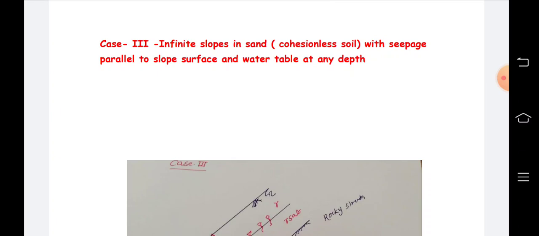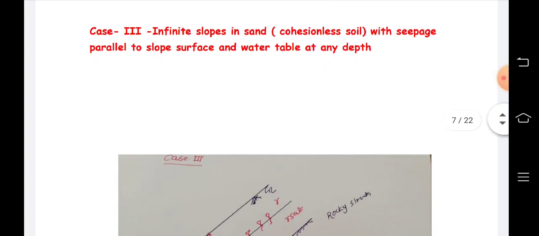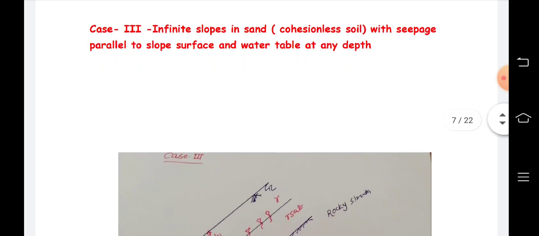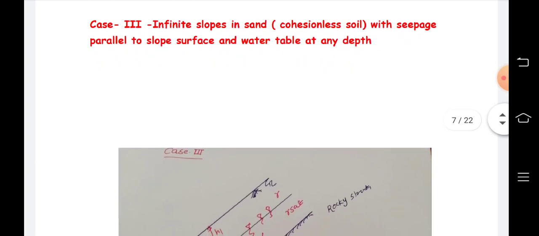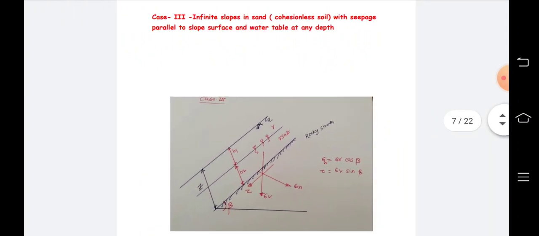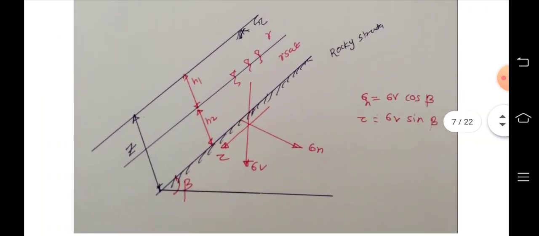Okay, this is the water table at the top, and this is the third case, that is an infinite slope in a cohesionless soil, that is stability analysis of infinite slope with the seepage parallel to the slope and water table which occurs at any depth. Okay, so let us consider.